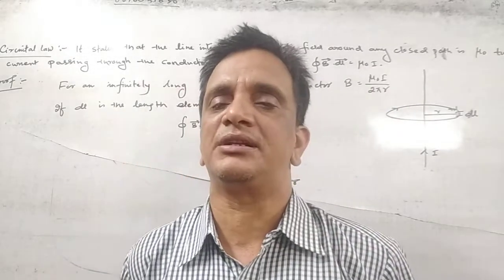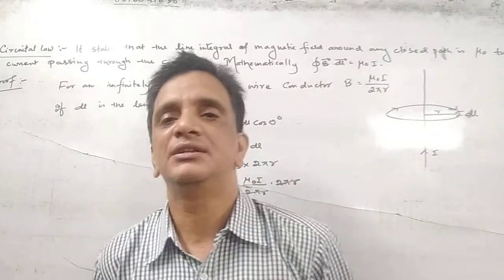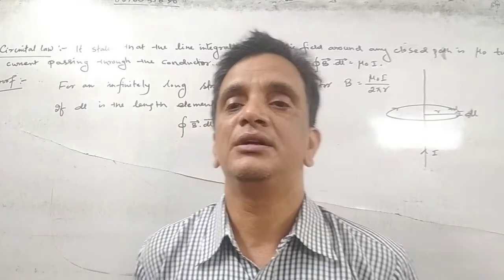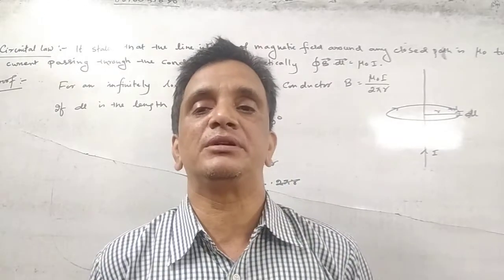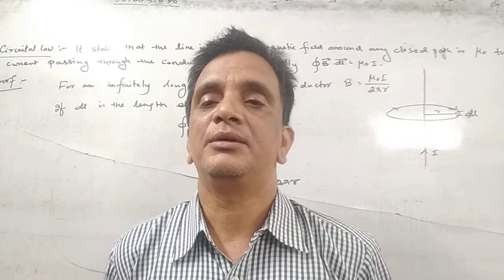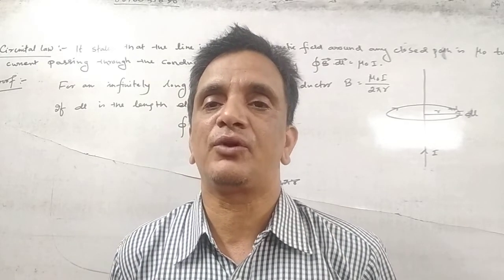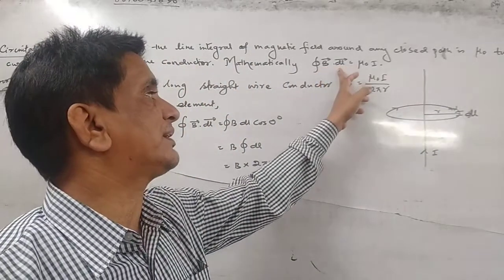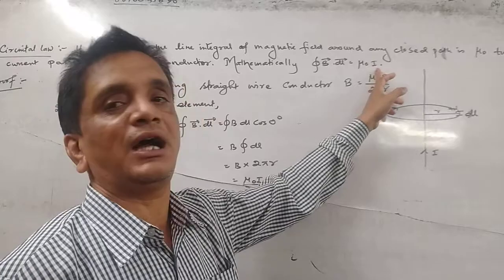What does Gauss theorem state? The total flux is equal to what? 1 by epsilon naught times the total charge. Here, the total magnetic field is equal to what? Mu naught times the total current flowing through the circuit. Mathematically it will be how much? Closed integral of B vector dot dl vector equals mu naught I.